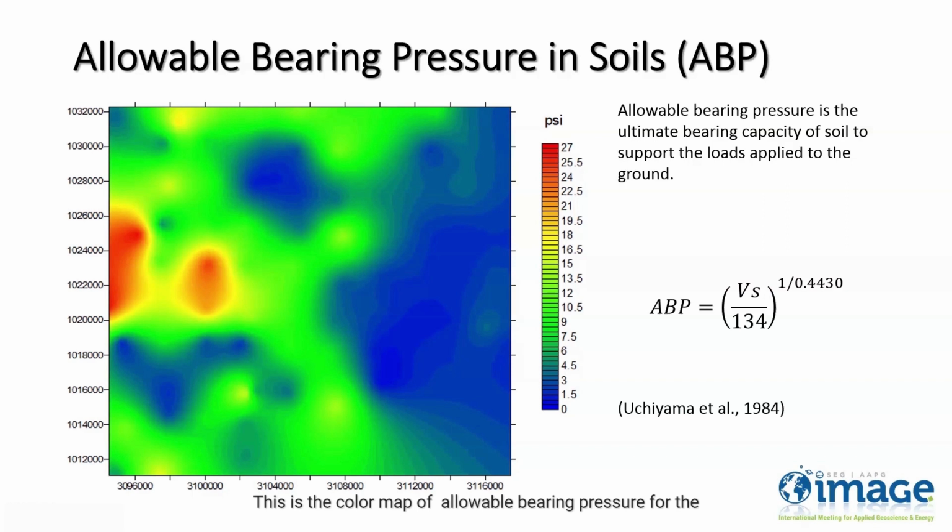This is the color map of allowable bearing pressure for the study area. It indicates that the eastern region has much lower bearing capacity as compared to the western region.